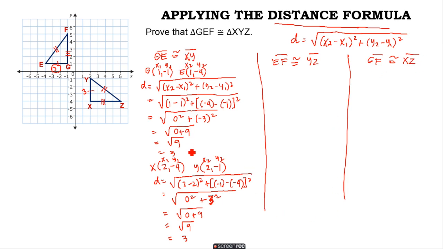Do the process of substituting, the same process, and you will find out that the values will be the same. For EF, the distance will be equal to 5, and for YZ, the distance is also equal to 5. Doing the same process, you will find that side GF is equal to 4, and side XZ is also equal to 4. So we have the same measurements: 3, 3, 5, 5, and 4, 4. This means that, indeed, triangle GEF is congruent to triangle XYZ by applying the distance formula.